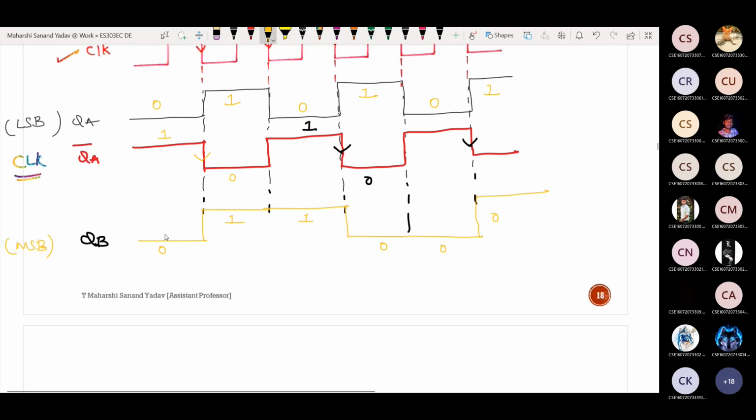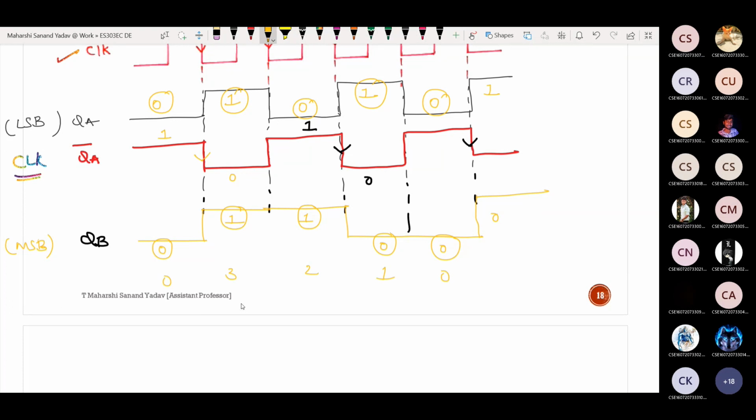Compare QB and QA. So this 0, 0 is 0. Okay, next. 1, 3. 1, 0, 2. Okay. 0, 0 is 1, 1 is 1. 0, 1 is 1. Next, 0, 0 is 0. 0, 0 is 0. And so on.